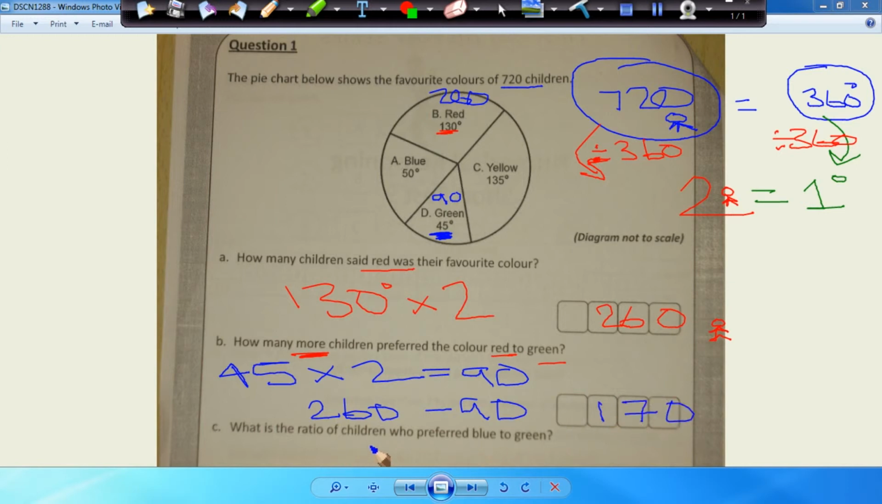Question part C. What is the ratio of the children who preferred blue to green? Now blue is going to be how many degrees? 50. So 50, we multiply that by 2. So that gives us how many children? 100 children for blue. And we've got to compare a ratio of blue to green. Green was 90. So blue is 100. Ratio blue to green. So that's 100 to 90.